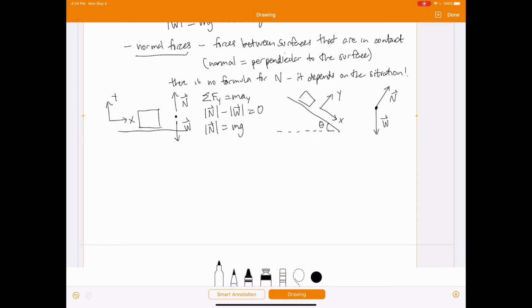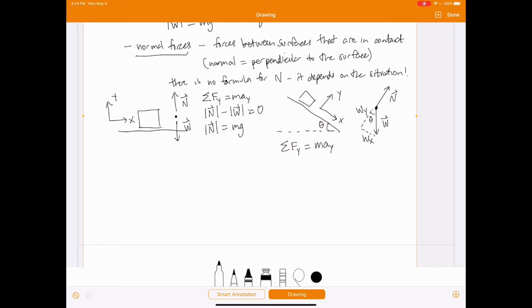N is pointing directly along the y-axis, but W we can break into components. This component is W_y, it's going in the y direction. This component is W_x, that's the x component. So what I can do is the same thing as before. The net force in the y direction is m times a_y.